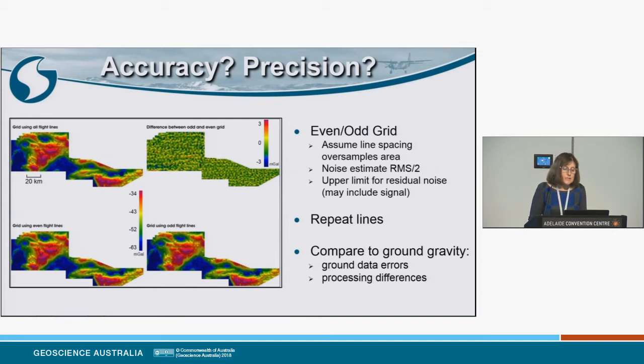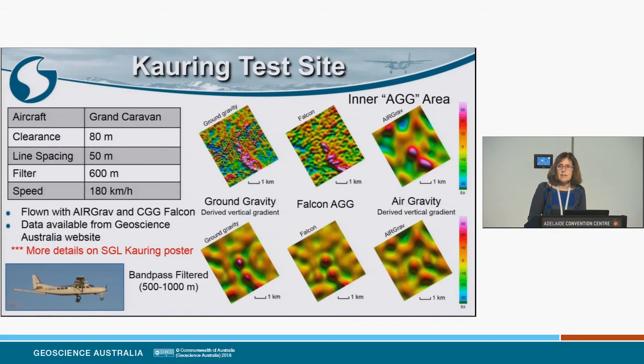Now this, of course, is an upper limit for noise because it may include some signal that's not on adjacent lines. You can also use repeat lines, and as has been talked about earlier today, comparing to ground gravity, which has some problems. For instance, it includes ground data errors, and there may be processing differences.